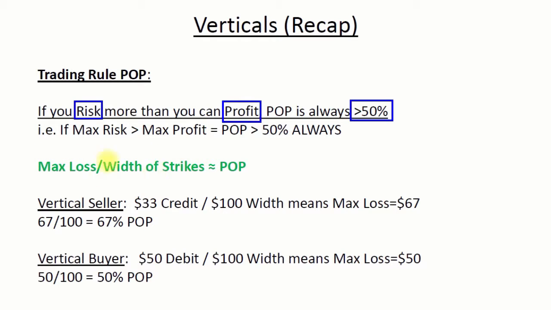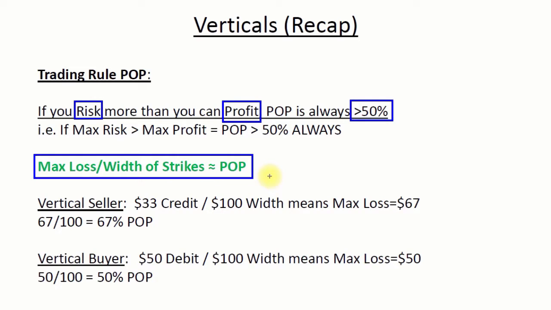Now, the reason I have a little green area here is this is a shortcut for working out your POP, because not everybody's going to end up using the software. So if you're not able to use the software, here's a nice little quick version of how to work out roughly the POP on your trade. What you do is you take your max loss and divide it by the width of the strikes, and that's going to give you a rough idea of POP.